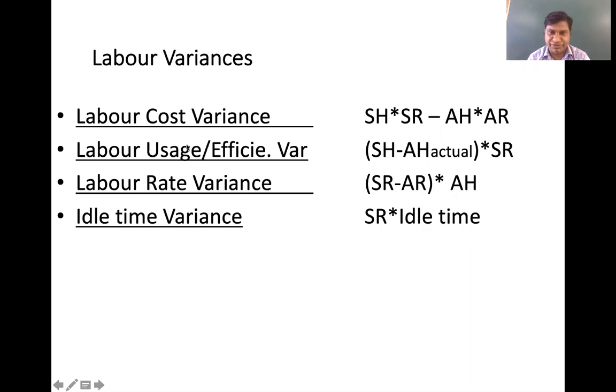Look at this one. When it is usage, the difference is between hours, standard and actual. When it is rate, the difference is between rate, standard rate and actual rate. Here it is the hours which is common. Here it is the rate which is common. So standard rate minus actual rate multiplied with actual hours is labor rate variance. Then there's an idle time variance, which is a small variance. That is computed by multiplying the idle time with the standard rate. You'll get it. That's easy.